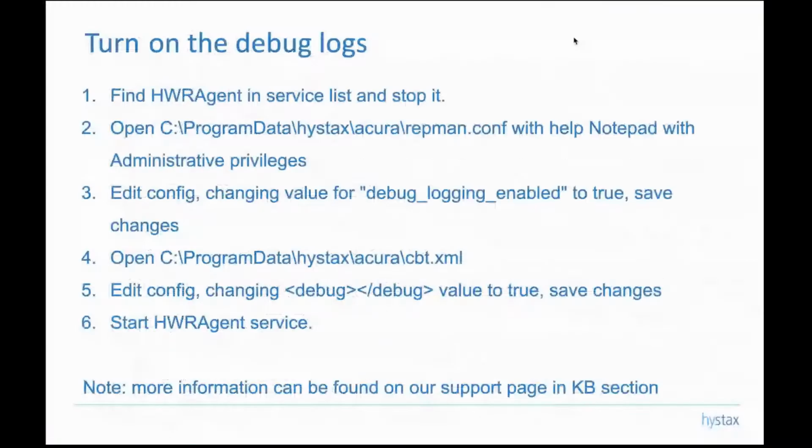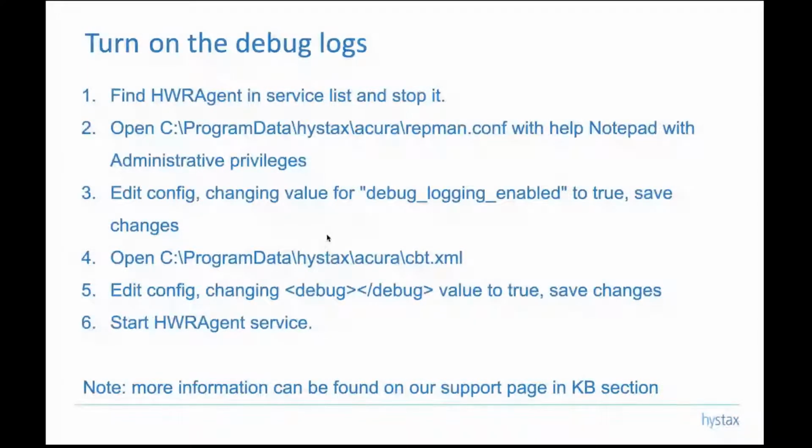How actually to turn on the debug logs? There is a config file, repman.conf, that needs to be opened with administrative privileges, and there is a specific key, debug logging enabled, and it needs to be set to true to turn on the debug logs. And as the agent itself consists of two parts, the replication manager part and the CBT part, the CBT part also needs to be turned on with a debugging mode separately.